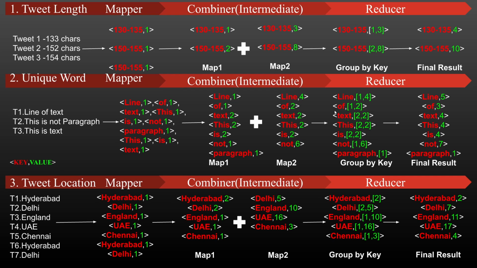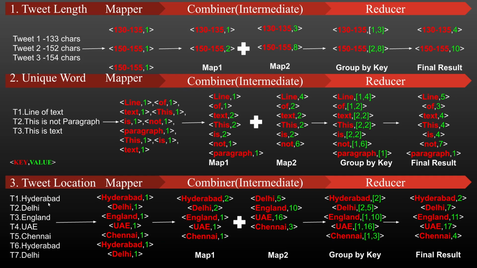The output from many mappers together, for example mapper 1 and mapper 2 here, are combined together in the group by key phase, where these lists are grouped by key. Line, as you can see here, is the common key, and 1, 4 is the value list. Once again, the reducer performs a summation function on this, and we obtain the final result.